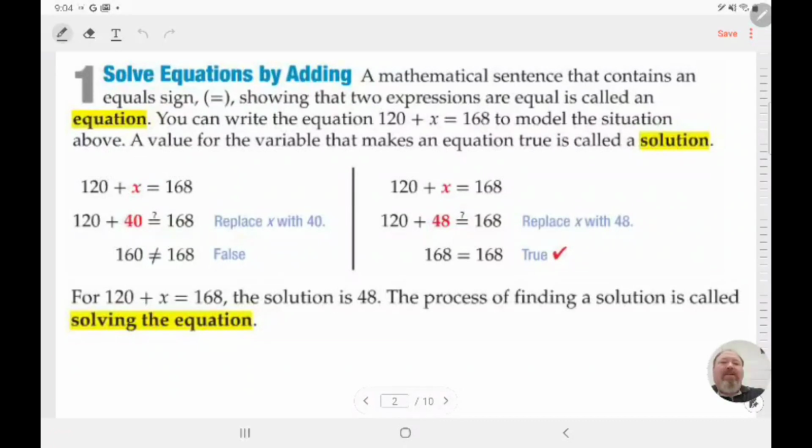So for example, if I just plugged in 40 for X, I would get 160, which does not equal 168, so that would be false. But if I solve this and I get 48 and I plug 48 in, 120 plus 48 is 168. So therefore 48 would be the solution. The process of finding a solution is called solving the equation.